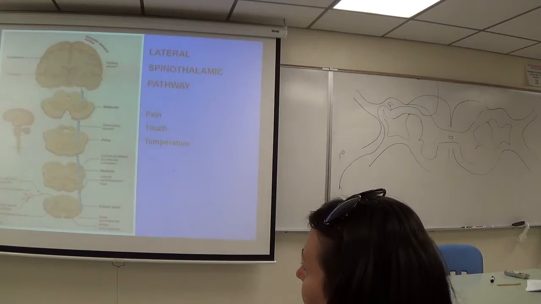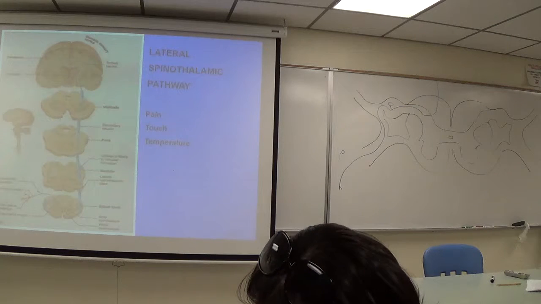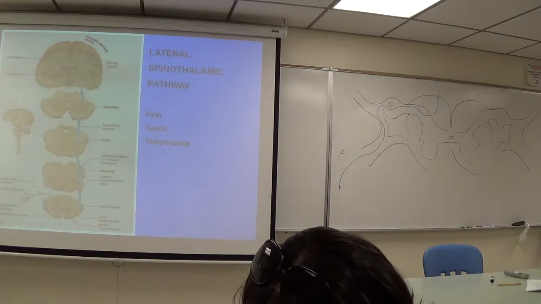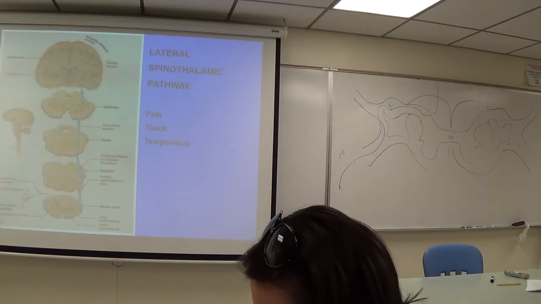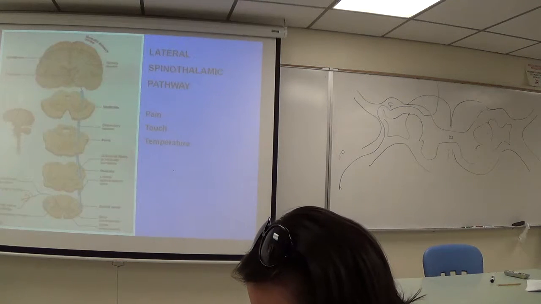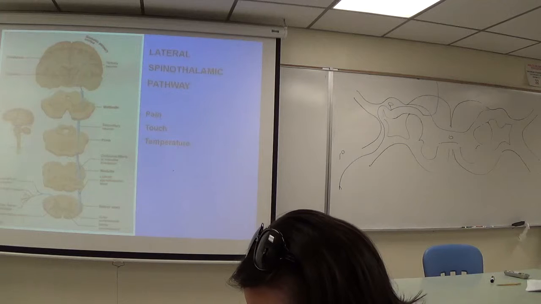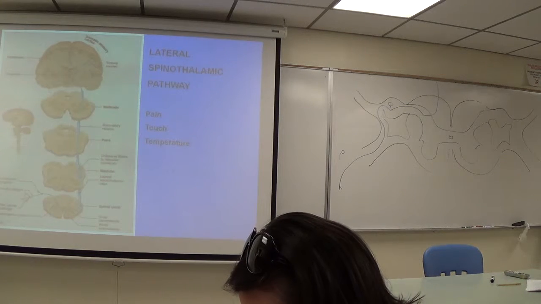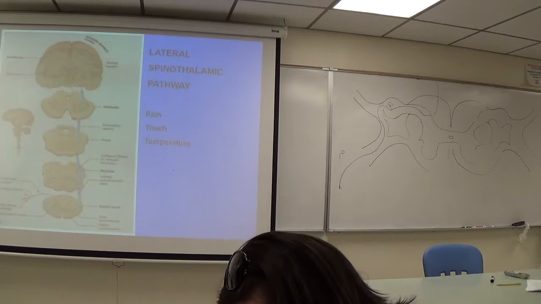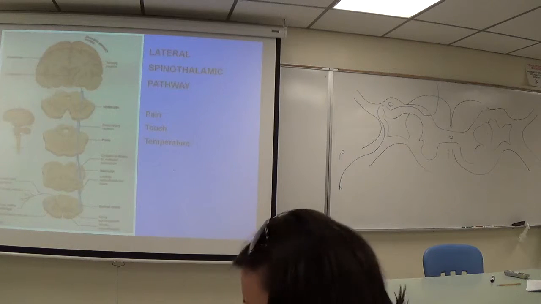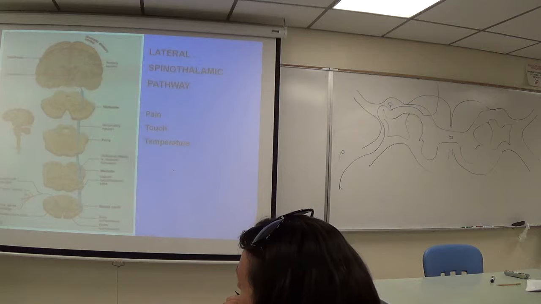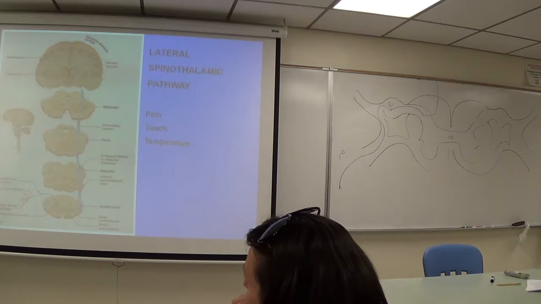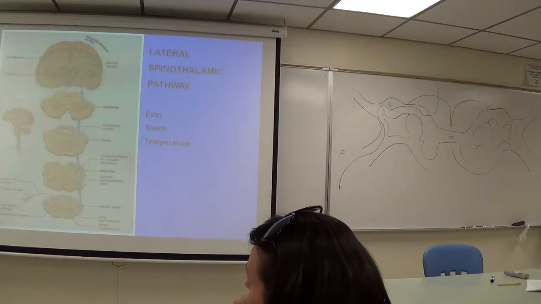So our general sensations were pain, touch, temperature, and proprioception. Well, proprioception is taken care of by the posterior column pathway. This is pain, touch, and temperature. All right? So I get a paper cut on my finger. Someone steps on my foot. I get a broken toenail. I get tickled. Tickling is a little less understood, but that's where the pathway is going to go.